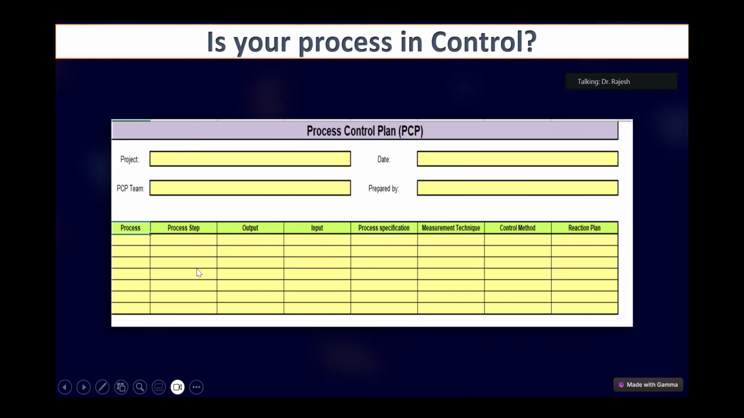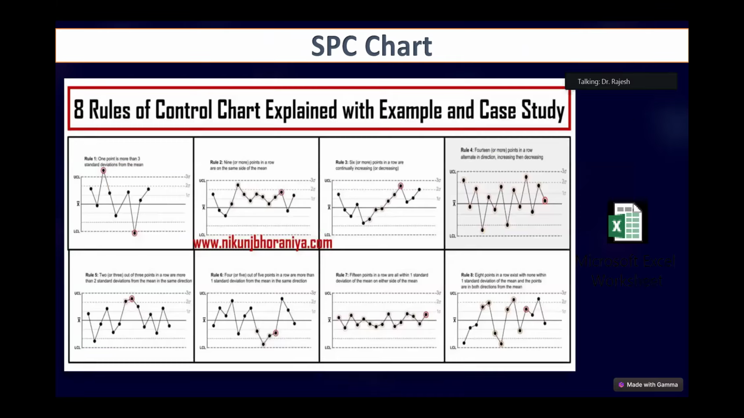Like that, you have to write each and every step one by one, and then it should be circulated with the team who is involved in it. This is called the project process control plan. We'll call it a PCP plan. It seems to be very simple, but if you start tracking it step by step, it will be very effective. And the SPC chart is very strong in control measurement.